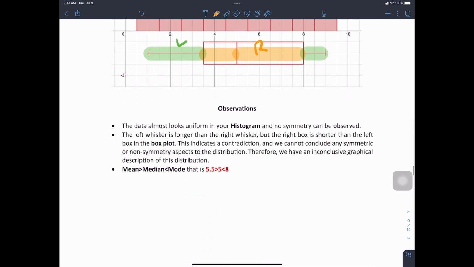So that's the observation. The data almost looks uniform. It's not, and there's no symmetry that can be observed. The left whisker is longer than the right whisker, but the right box is shorter than the left box in the box plot. This indicates a contradiction, and we cannot conclude any symmetric or non-symmetry aspects to the distribution. Therefore, we have an inconclusive graphical description of the distribution.